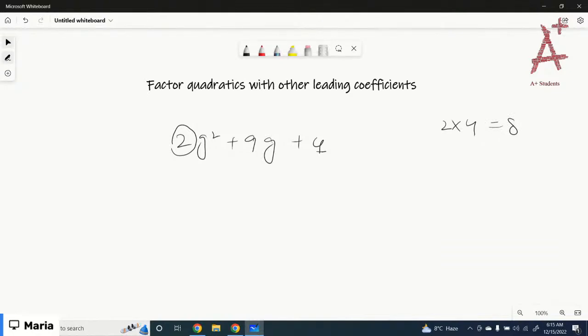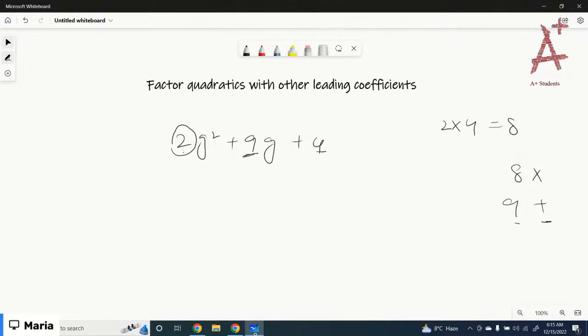Now you have to look for the two numbers that when multiplied make 8 and that when added or subtracted make 9. Got it? You have to multiply the coefficient of the g square with the constant. So it would be 2 times 4 is 8. Which two numbers when multiplied make 8 and when added or subtracted make 9?